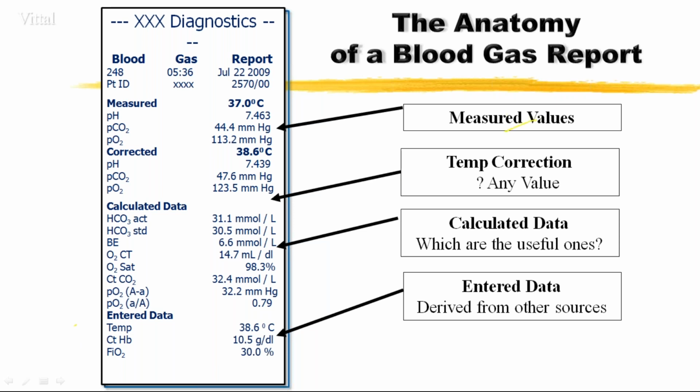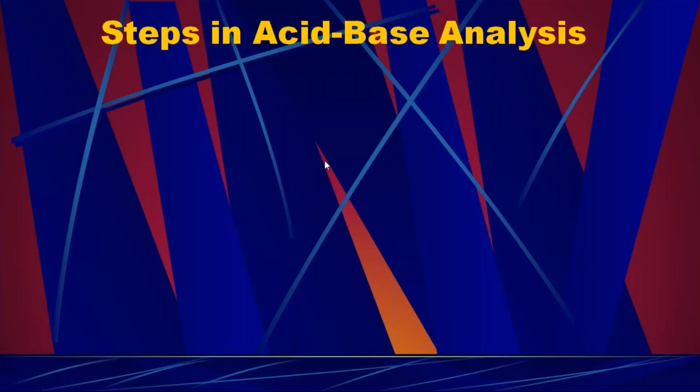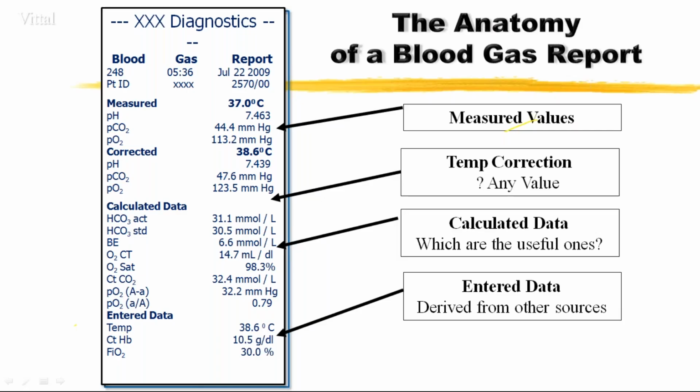First one is measured values. There are some values which are measured values. These measured values are pH, PCO2 and PO2. If there are corrections, sometimes corrected values are there, but most often you don't bother about this. These other values are calculated data.